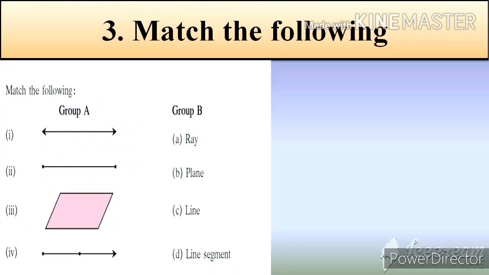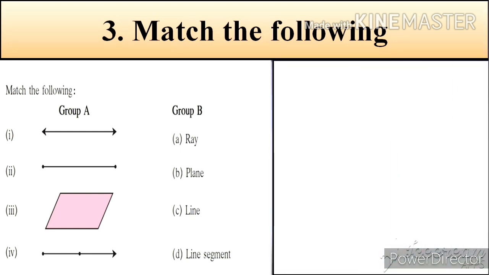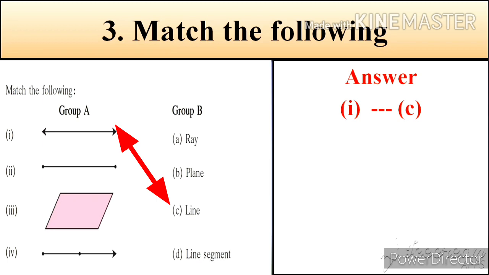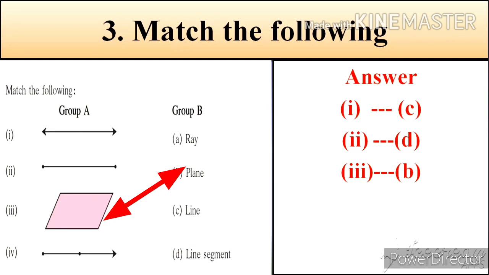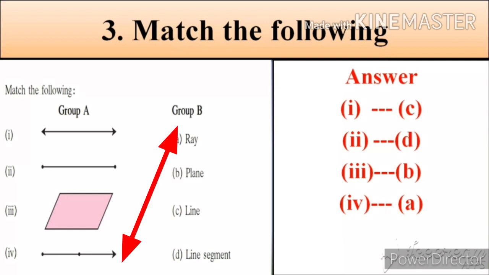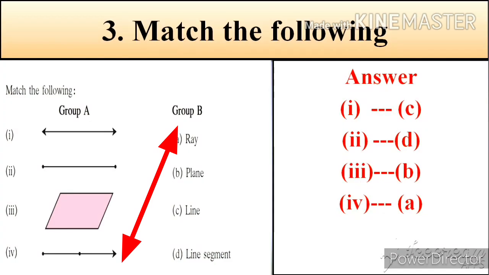Question number 3, match the following. To the left side of your screen, you can see there are two groups, group A and group B. Group A is the figure, group B is the name of the figure. You have to match group A with group B. The first one has an arrow on both sides. It means the correct option is C, line. Second one has a point on both sides. Its correct option is D, line segment. Third one is the plane surface area. It's a plane. Fourth one has a starting point and an arrow on one side. It is a ray. That is option A.